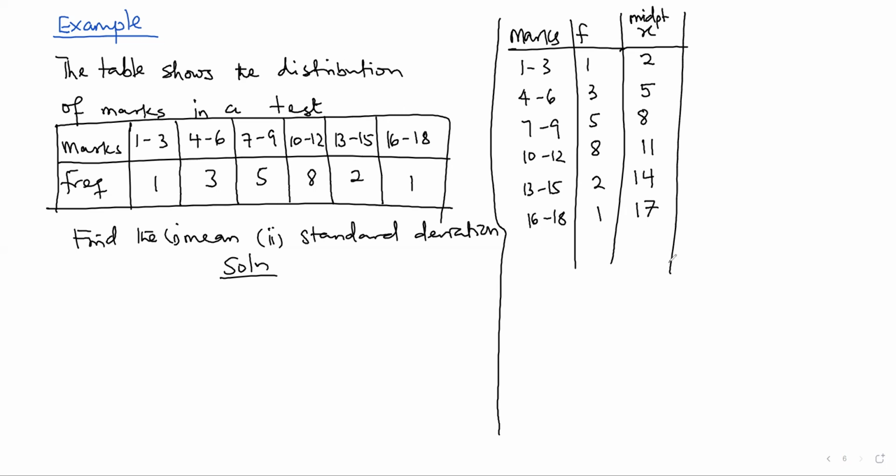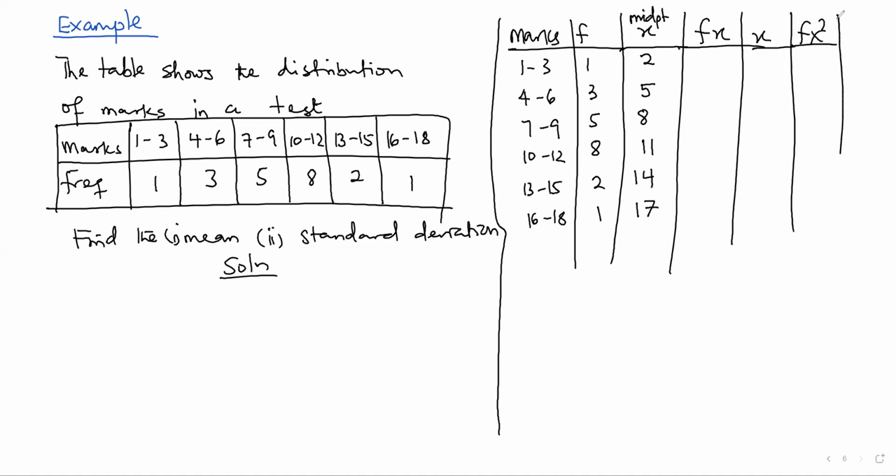Then we follow our same procedure. We need to find fx. We need to create a column for x and a column for fx squared. So fx will be 1 times 2, which is 2. 3 times 5, which is 15. 5 times 8, which is 40. 8 times 11, which is 88. 2 times 14, which is 28. 1 times 17 is 17.